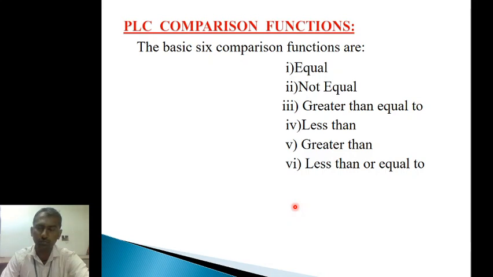greater than or equal to comparison function, less than comparison function, greater than comparison function, and less than or equal to comparison function. So in total we have 6 comparison functions.